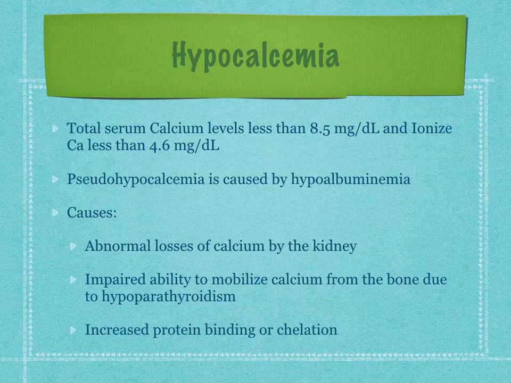If there's increased protein binding or chelation, this happens when we end up getting the complex forms more than the ionized state, or it becomes bound to proteins. If calcium levels are too high, or any level of minerals are too high in the body, we can give medications to chelate or bind them so that they're no longer actively acting in the body.